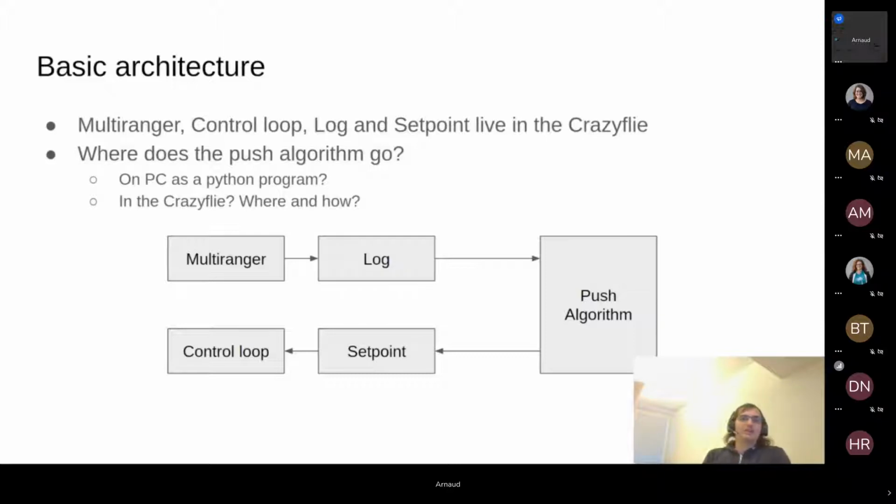Multi-ranger, log, control loop, and setpoint, those are in the firmware already. They are ready to use, and hopefully they are good enough for use cases. The push algorithm is what we're going to write, and the question is where to write it. We can do it on the PC as a Python program, or we could do it in the Crazyflie firmware, and we will go through both here.